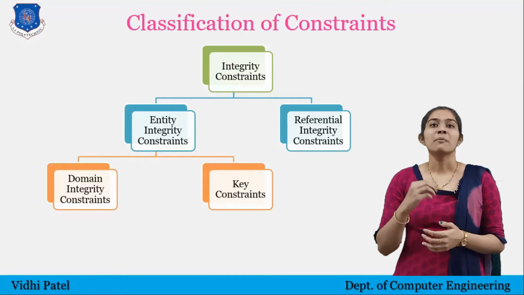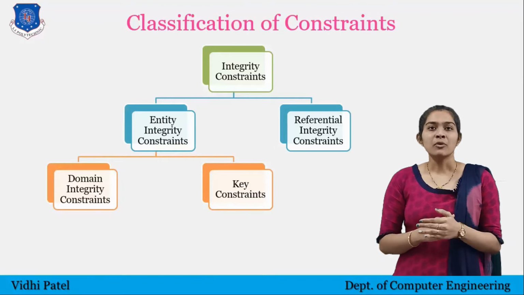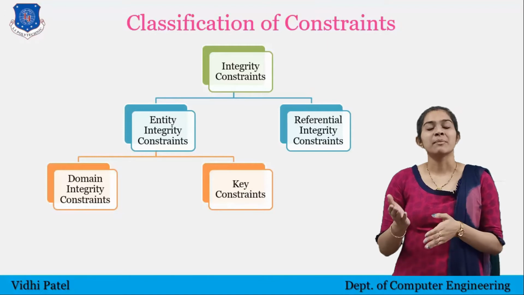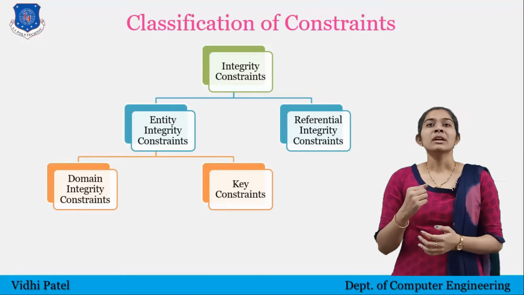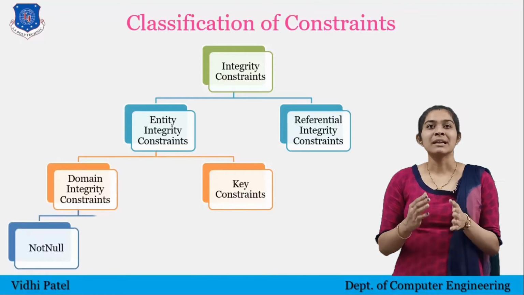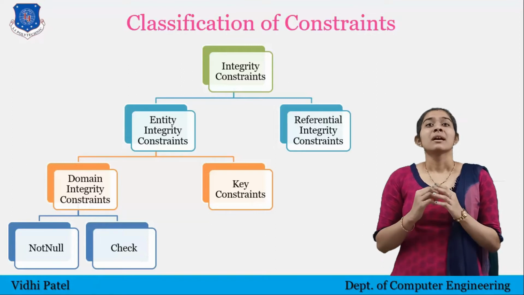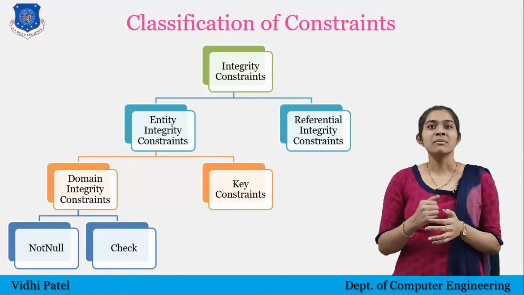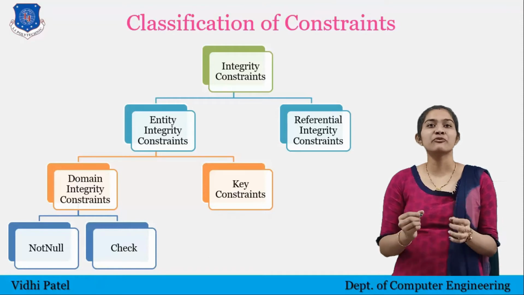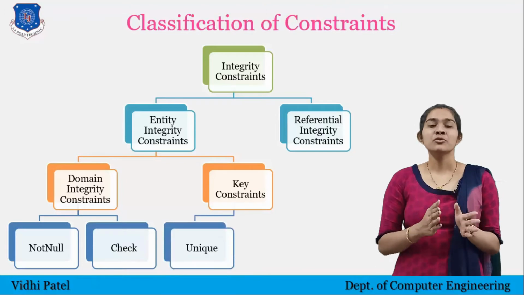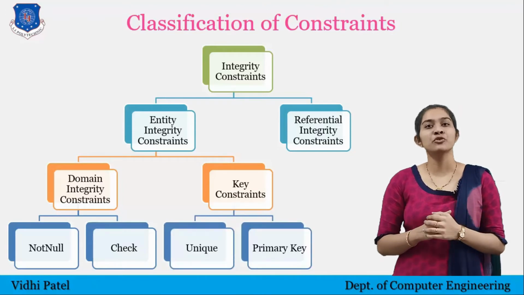For example, a balance for any record in account table in the banking system should not be a negative value. Or branch name must be from the set of branches Ahmedabad, Surat and Vadodara. Oracle provides two constraints, NotNull and check, to provide domain integrity. Next one is a key constraint. Key constraint ensures that there must be some way to distinguish two different records of the same table uniquely. Oracle provides two constraints, unique and primary key, to ensure this kind of uniqueness between two different rows.